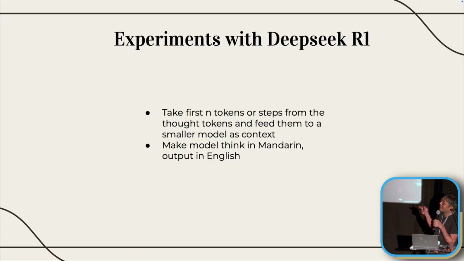But it is interesting to see that when I take the first n tokens from DeepSeek R1 and then feed them to a much smaller model, the performance of the smaller model is much better. And also something with R1, I asked the model to think in Mandarin and output the answer in English, it actually performs better on the more difficult logical reasoning tasks.